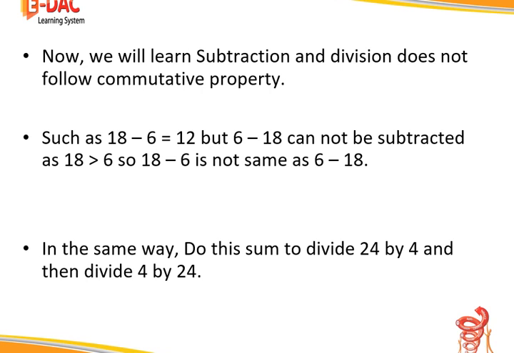So 18 minus 6 is equal to 12. Then what is 6 minus 18? We cannot subtract here. Why? Because 18 is greater than 6. So 18 minus 6 is not the same as 6 minus 18. Hence, it does not follow the commutative rule. In the same way, do the sum to divide 24 by 4 and then divide 4 by 24.